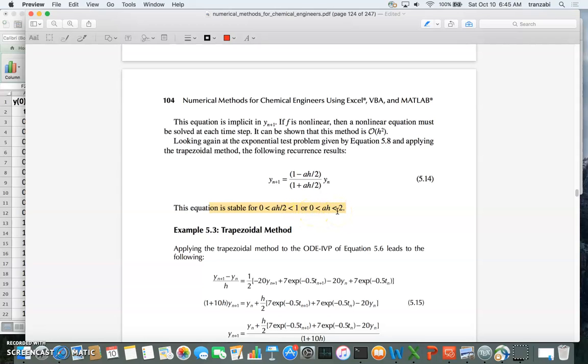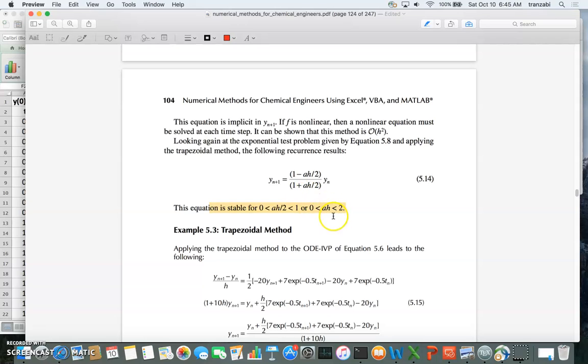Bigger than 0, because if ah is less than 0, then this becomes bigger than 1. You can easily see that. If ah is less than 0, the numerator is bigger than the denominator, and then this becomes bigger than 1. And ah has to be less than 2, because if it's greater than 2, then the prefactor is negative, and if it's negative, the same oscillations that happen with the forward Euler are going to happen here.